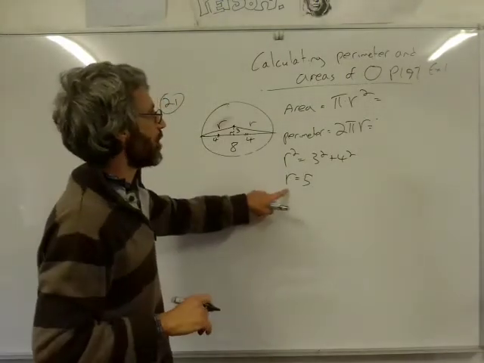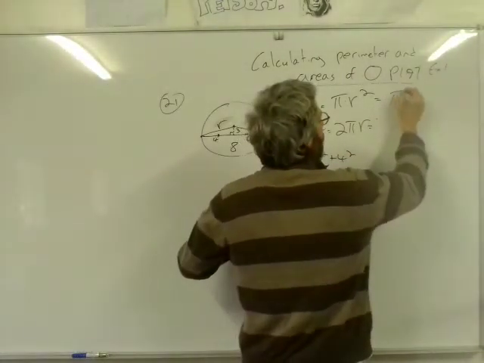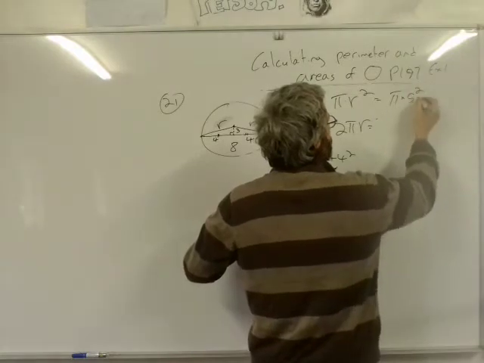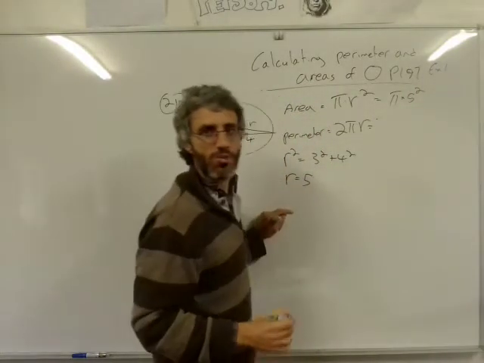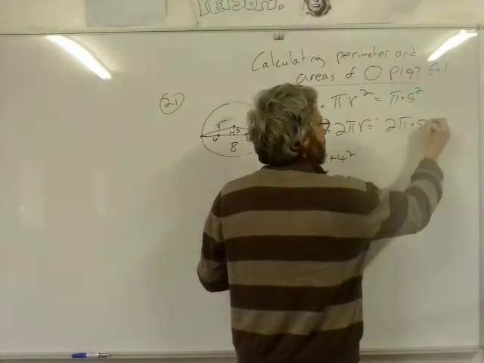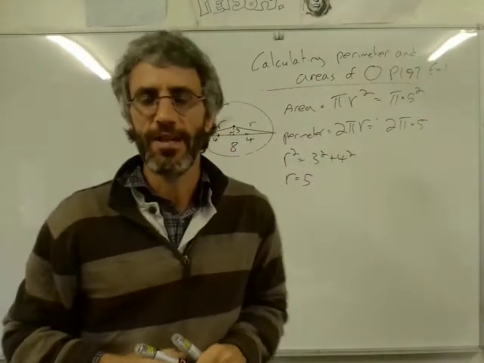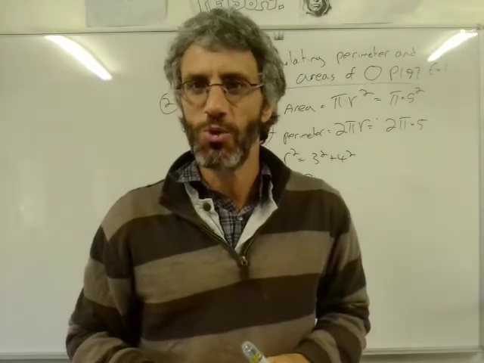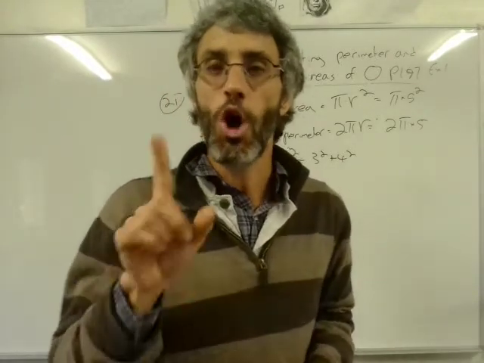So now I know the radius, and I can say, pi times 5 squared, that's the area, and I'll let you do that. You can just put that in the calculator. The perimeter is 2 pi times 5. Again, you can use the calculator to find the area and the perimeter. Not too difficult. Right, we're going to move on to half circles now.